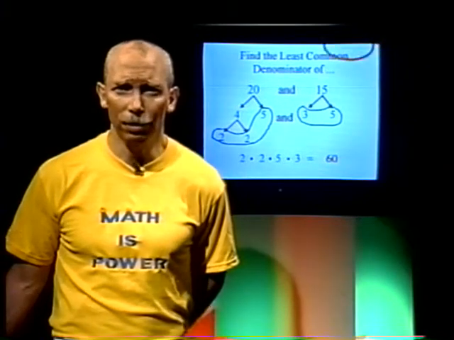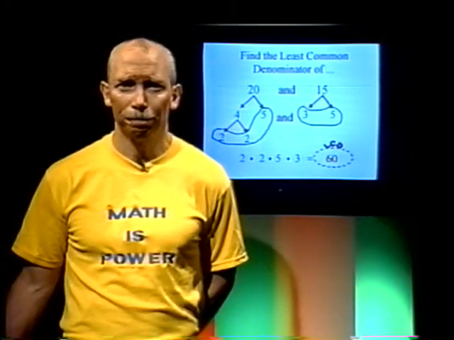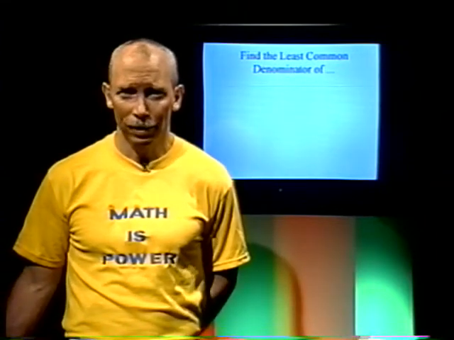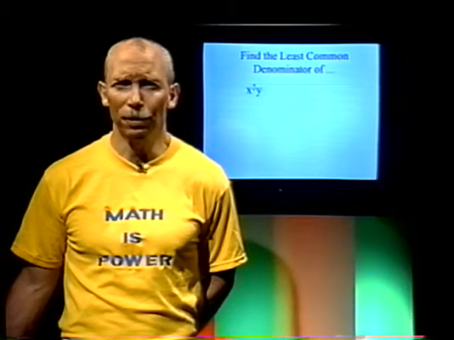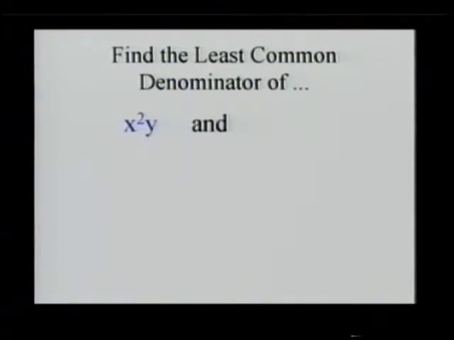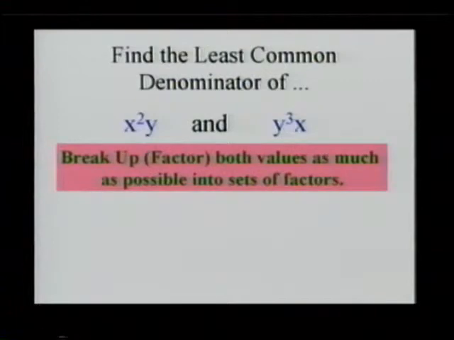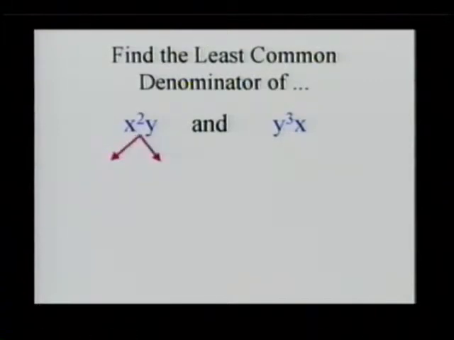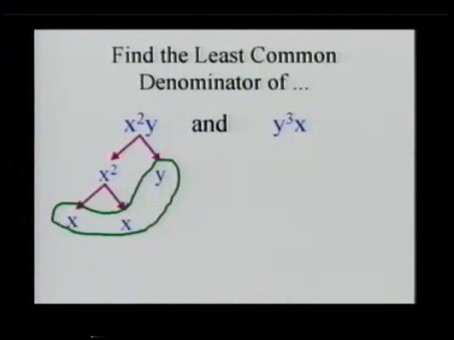Okay, let's take a look at another example. What's maybe something perhaps with variables? Not so bad. Well, let's break it up as far as it'll go into its prime factorization. X squared y would be two x's and a y. That's what exponentiation means, right? And we're going to break the other into its y to the third and x. Of course, we'll have 3 y's and the x.